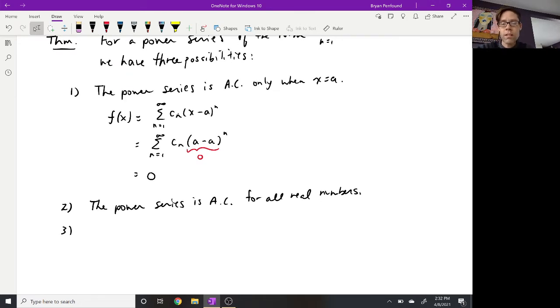And of course, the last possibility is what happened in our second example, and that is that we evaluate the limit using the ratio test, and we end up with an interval of good values.